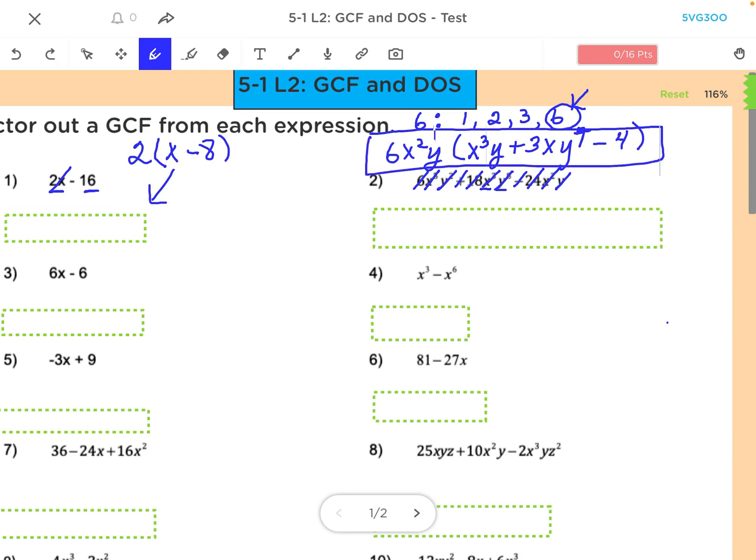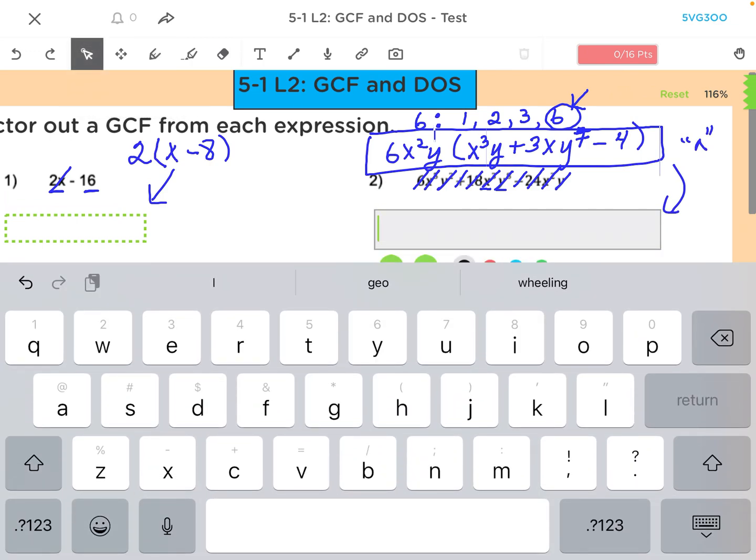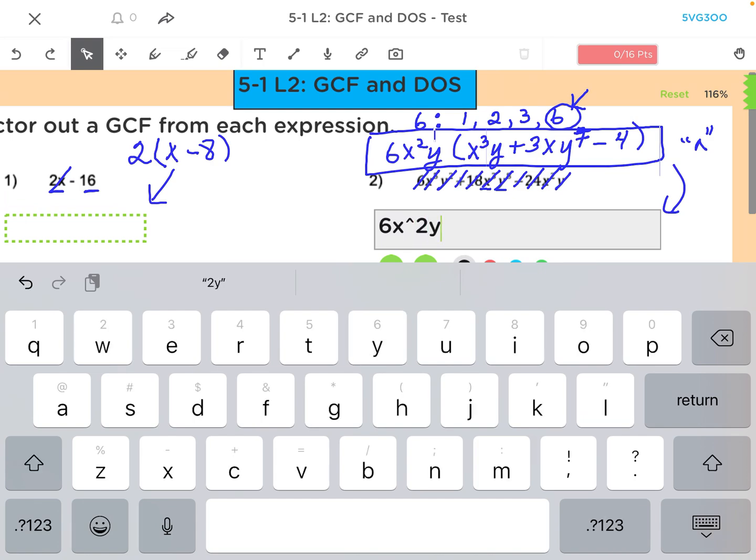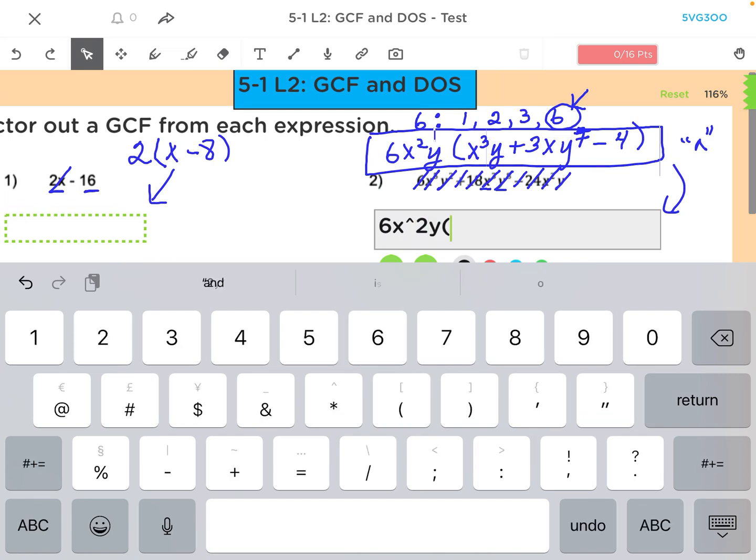Okay, you want to make sure you write this on here, and then we're going to type this in here. But when you type it in, remember for the exponent, you're going to go ahead and use that little caret symbol that looks like this. It's above the little asterisk. So let me show you how to type it in. Okay, so the way you're going to type it in is 6x, and you're going to do that little caret symbol, which is above this little asterisk here. So 6x squared, and then y, and then parentheses.